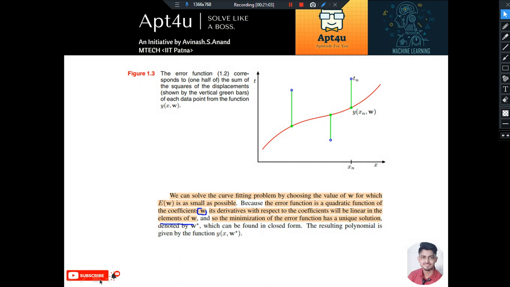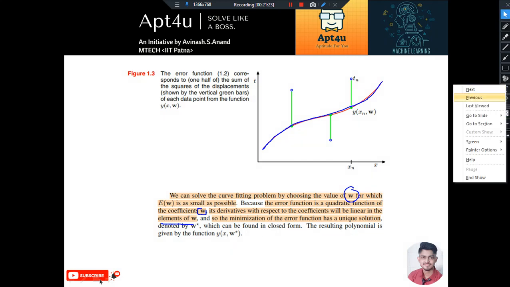So hence we understood that by choosing suitable values of w, we can come up with the curve or the polynomial function that is very closely following the pattern of the data points in the training data.